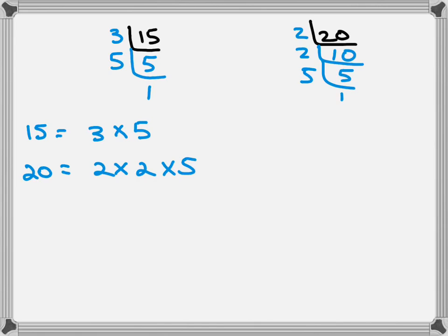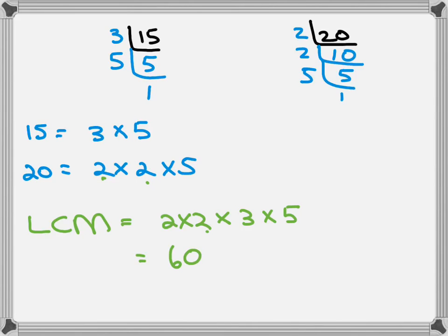Now our lowest common multiple, something that they can both fit into. So who's got the most 2s? 20 has. There. So we're going to write 2 times 2. Who's got the most 5s? They each have a 5. And then who's got the most 3s? 15 has. So we're going to times 3. And then we're going to times by 5. Okay, they each have a 5. So it's going to be 2 times 2 is 4, times 3 is 12, times 5 is 60 again. Lowest common multiple is 60.